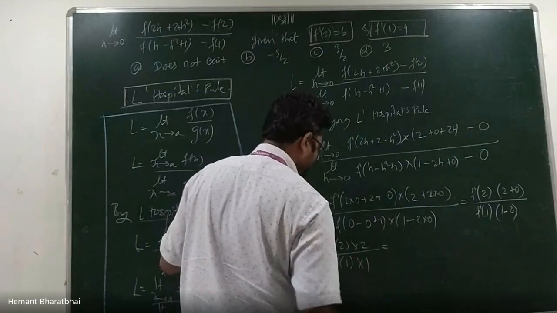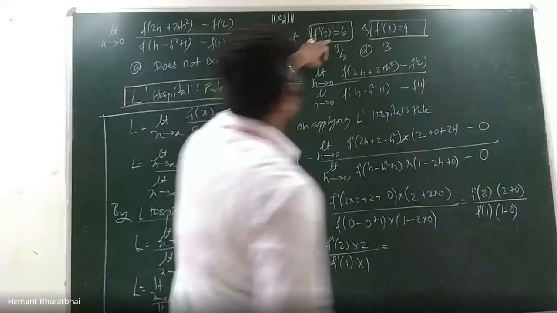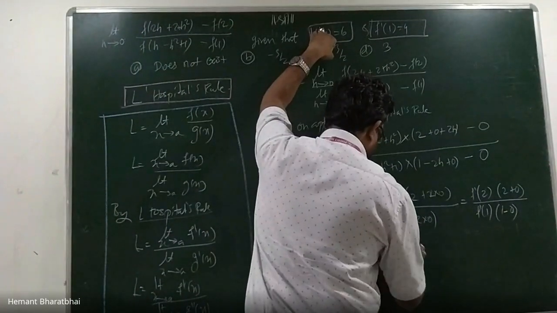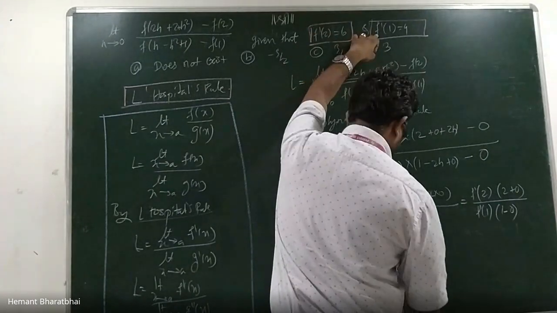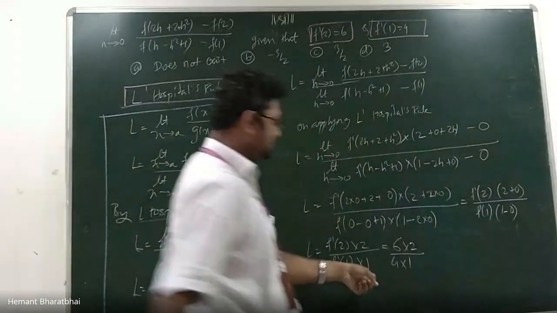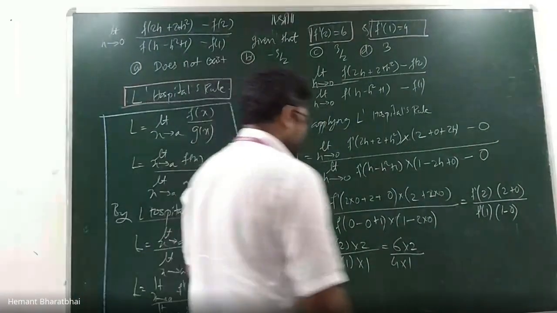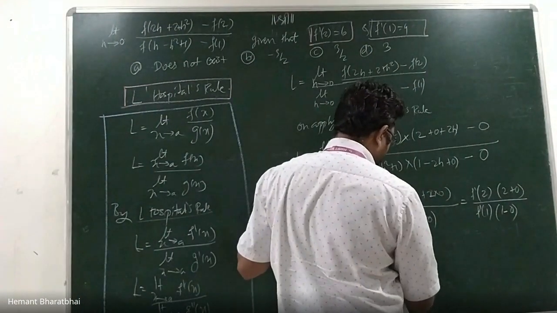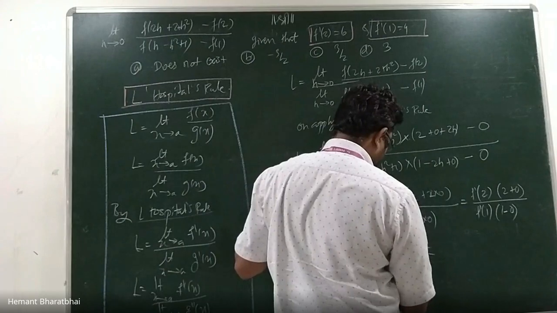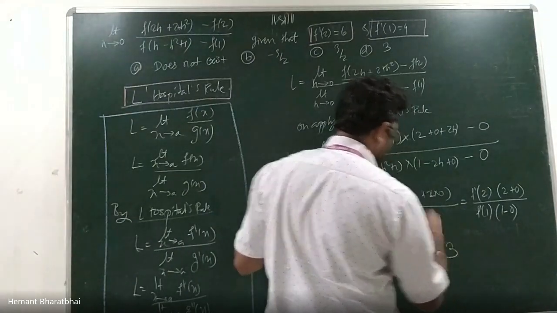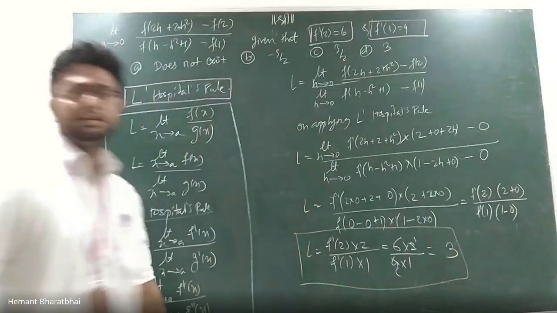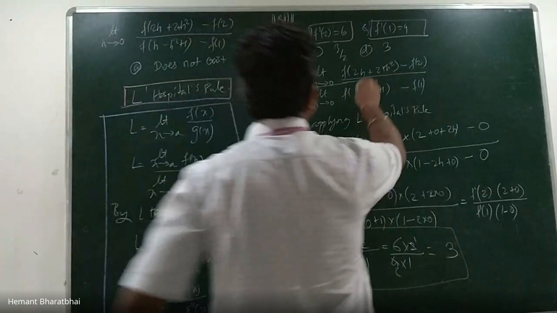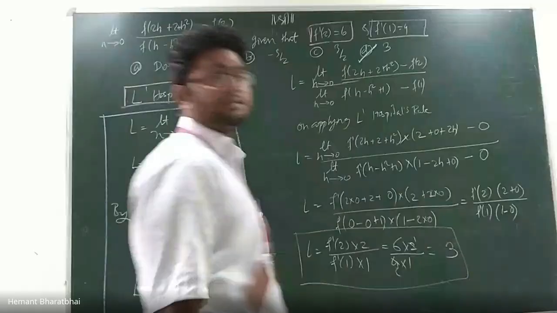So f dash of 2 is how much? 6 into 2, divided by f dash of 1 is how much? 4, and this 1. So that becomes 2 ones are 2, 2 twos are 4... so that is 3. So I get the value of the limit as 3. Okay, so which is the option? Option number D is my answer.